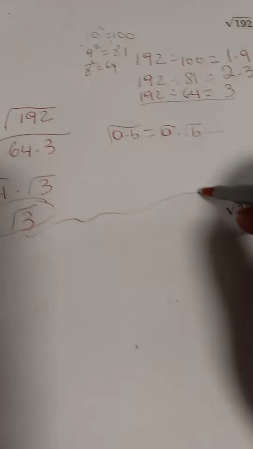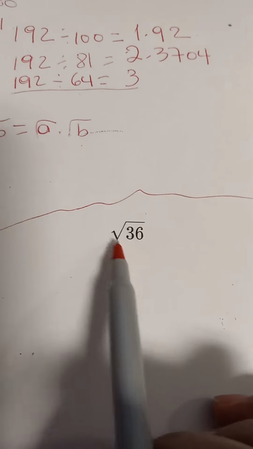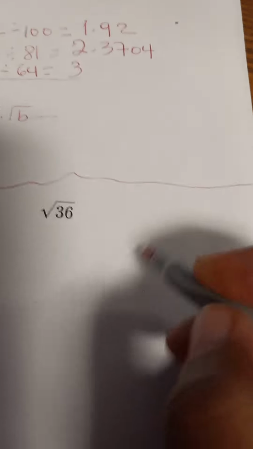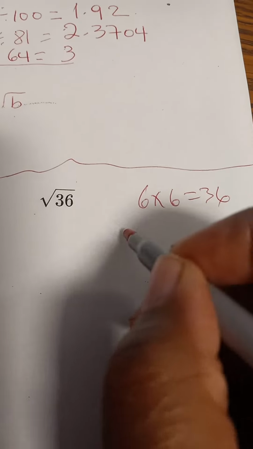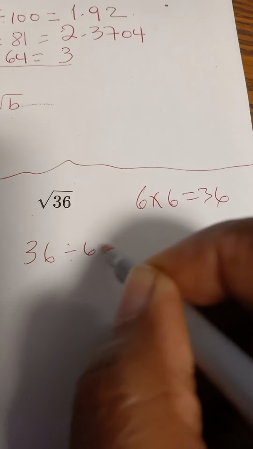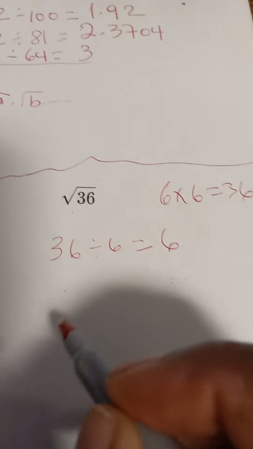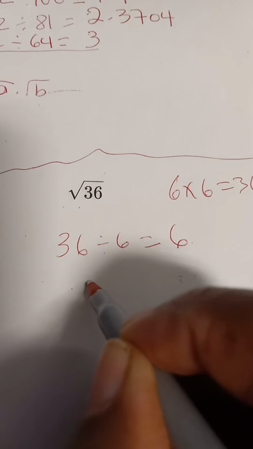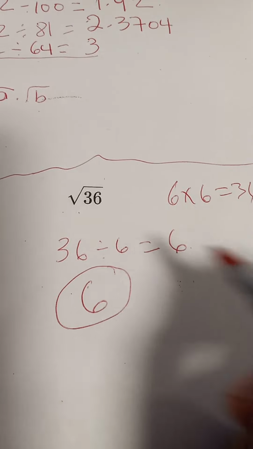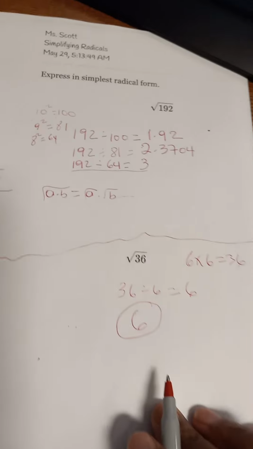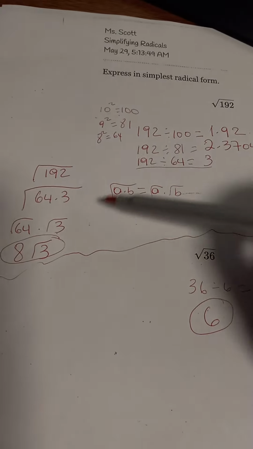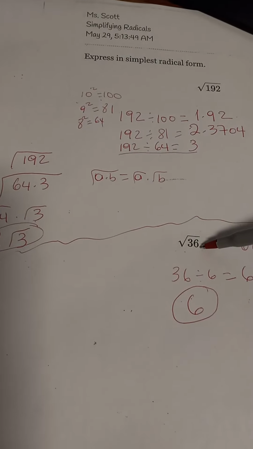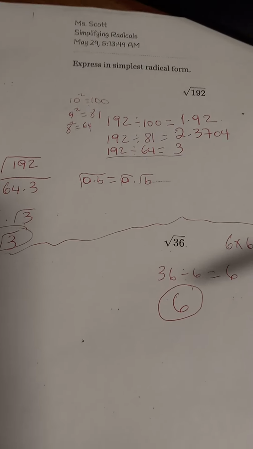So let's go down here. I'm going to draw a line here. So let's go down here to 36. Radical 36 is a perfect square. So we know that 6 multiplied by 6 is equal to 36. And also if you have 36 and you divide it by 6, it's going to equal 6. So radical 36 is equal to 6 when simplified. So here we have it. When we simplify radical 192, we do all the side work, then we get 8 radical 3. And when we simplify radical 36, we get 6.